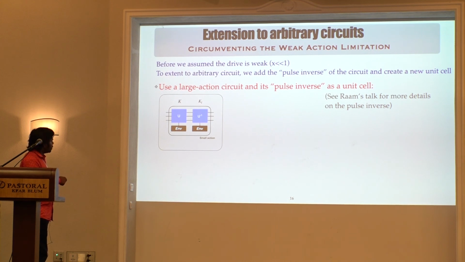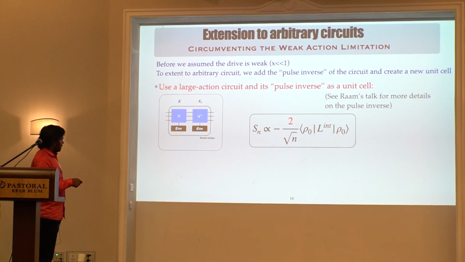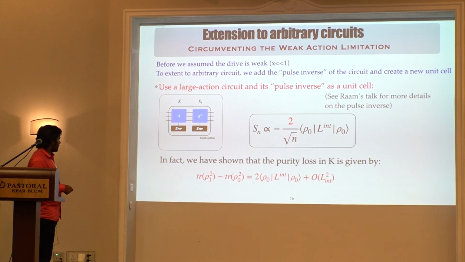But what do we want to know? We want to know something about this U. For the pulse inverse, to know about it, see Ramstock, he will explain in more detail. So in this case, the S_n has this form. What we had earlier, we have 1. This factor of 2 expresses the fact that you have U and U inverse. In fact, one can show that if you take this quantity with the 2, then it's actually the purity loss in this cycle, in this U. Actually, we want to understand this U. This is how one can understand how much purity you are losing. So we have a way to quantify the amount of error present in your system.